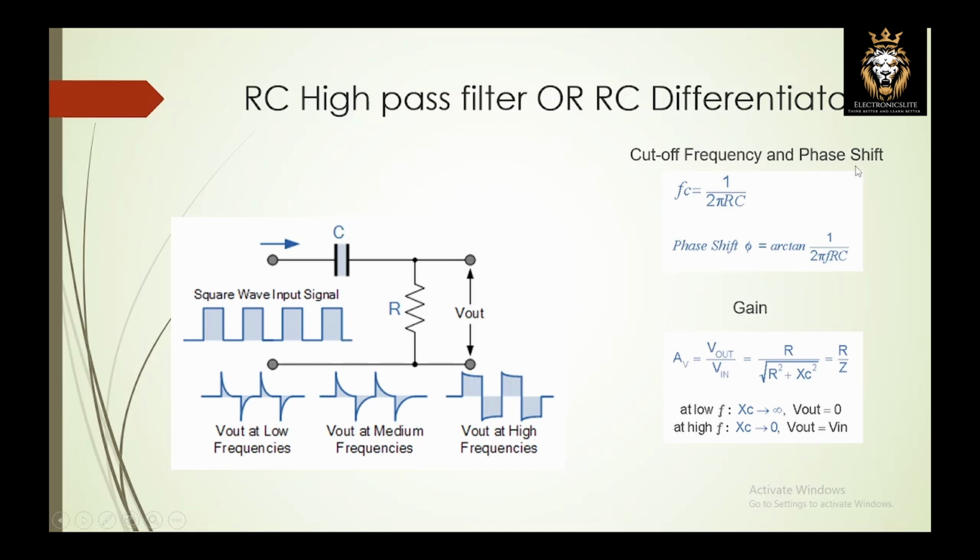And here, for the cutoff frequency and phase shift formula, we use the same formula: Fc equal to 1 by 2 pi RC, and phase shift phi equal to arctan of 1 by 2 pi FRC, and gain is also the same. Av equal to Vo by Vin equal to this formula, which we can use in this high pass filter: R divided by root of R square plus X square, equal to R by Z. Yeah, that is the main formula we use in this RC differentiator or RC high pass filter.